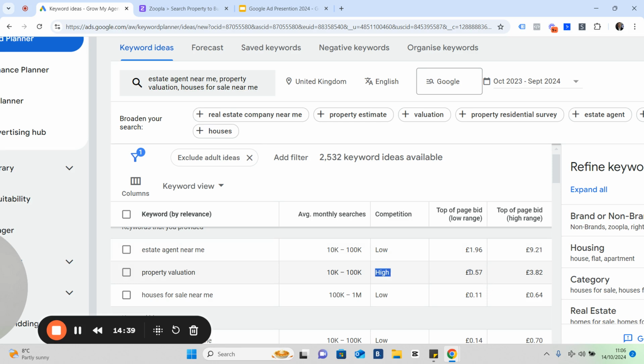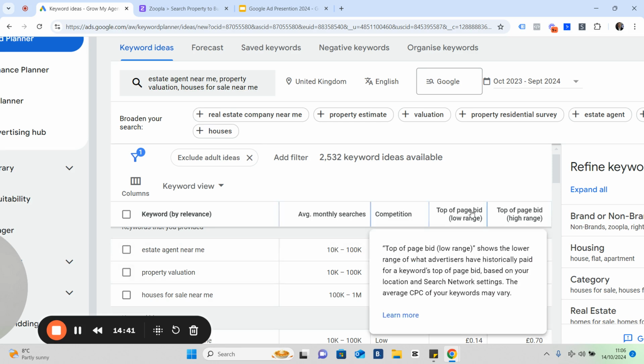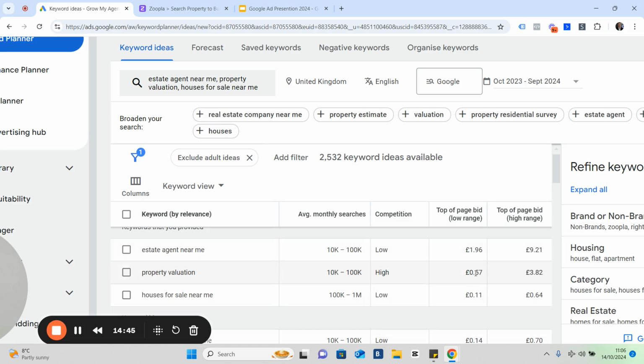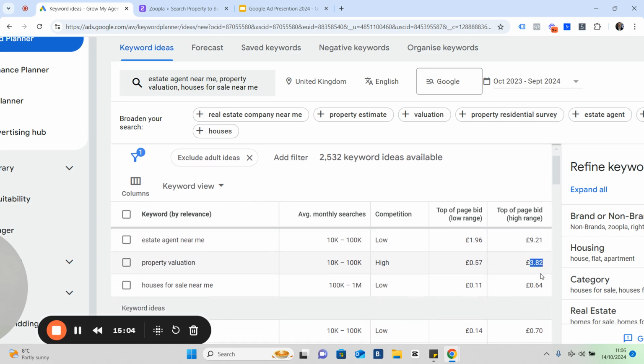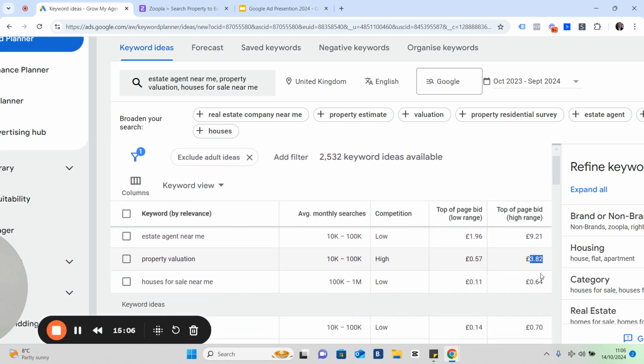However, the cost of top of page low range is 57 pence, which if we can get a lead for 57 pence, or a click for 57 pence in Google from someone who's done a Google search for property valuation, I'd be happy, Larry. I'd be jumping for joy. That goes up to £3.82. Again, pinch of salt. These are just historic values. Obviously, it doesn't tell us what it will be.